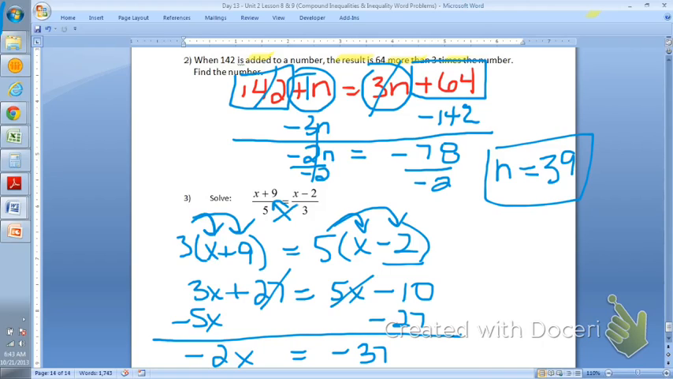Then our next step is that you have to divide both sides by negative 2. I'm out of room on my paper. I'm going to have to do it over here on the side. So negative 2x, negative 37. Divide both sides by negative 2. The negative 2's cancel out, so x is equal to, well, negative over negative is always a positive. But 37 over 2 cannot reduce, so you're going to leave it as 37 over 2.